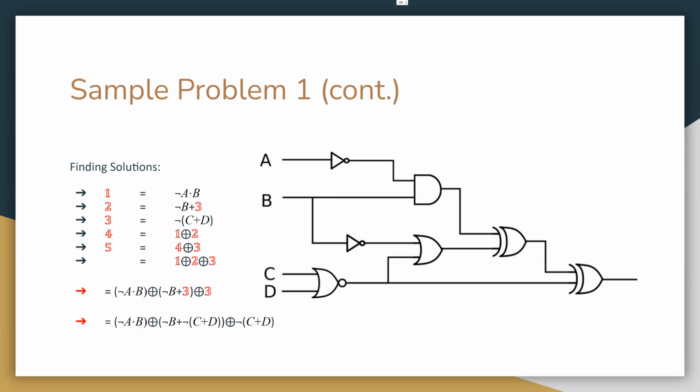So we list all that here. And then in the end, 5 equals 1 exclusive or 2, exclusive or 3. And in the end, that's the Boolean expression of this circuit. So basically that is one way to get the result.